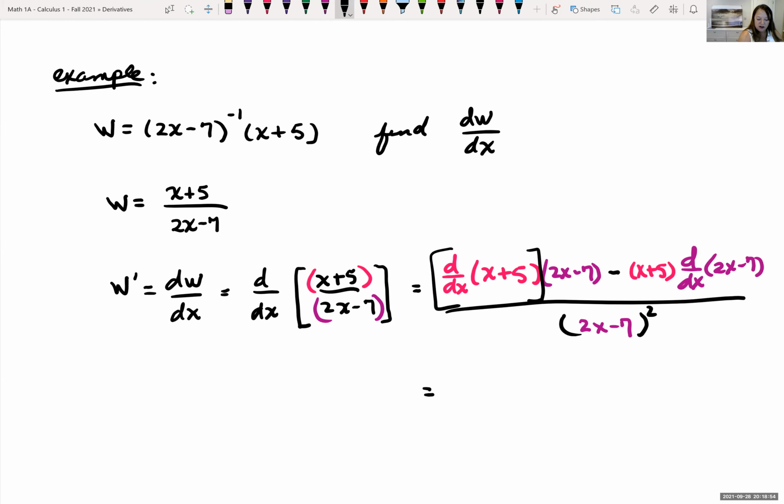So the derivative of our numerator, derivative of x plus 5, well, the derivative of x is 1 and the derivative of 5 is 0. So all we're left with is 1 times this 2x minus 7, minus my numerator, so x plus 5, all times the derivative of 2x minus 7. So the derivative of 2x, that's 2, and the derivative of 7 is 0. So we're just left with 2 for the derivative of the denominator, all over the denominator quantity squared.